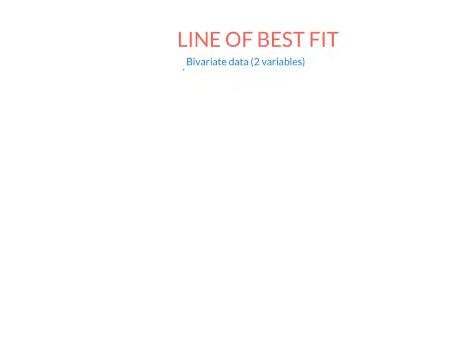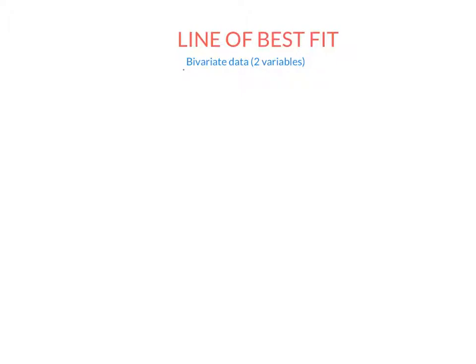Thank you so much for tuning into this video on the line of best fit. So we're actually looking at bivariate data now, which is data involving two variables. When we did box plots, for example, we might make a box plot of, say, your test scores. But that's only one variable. The only thing that changes from person to person is your test score.